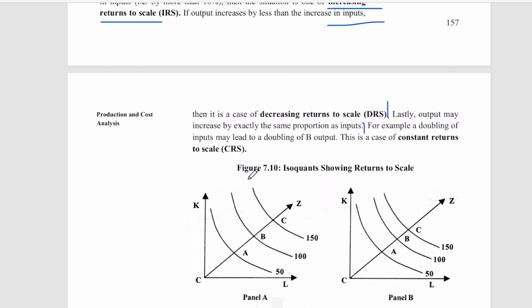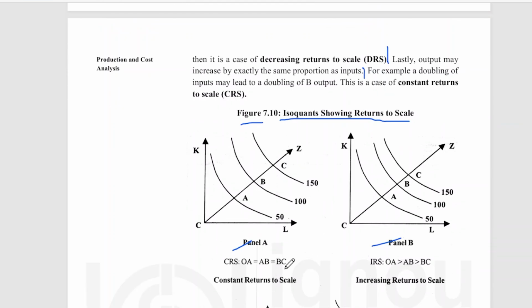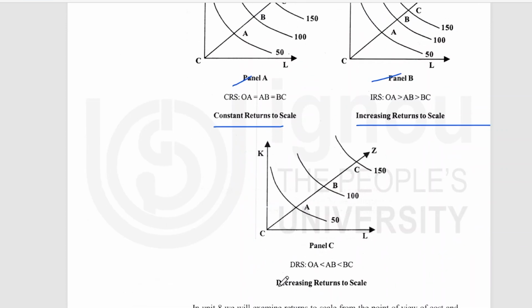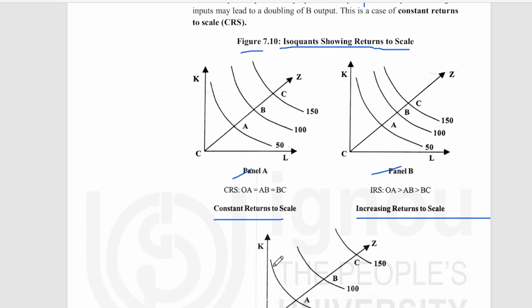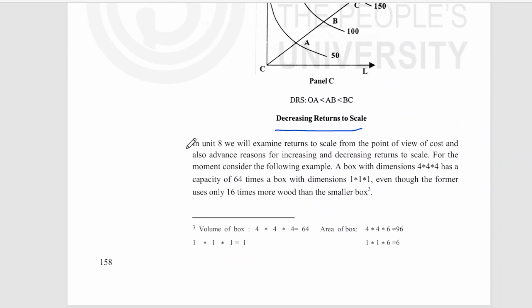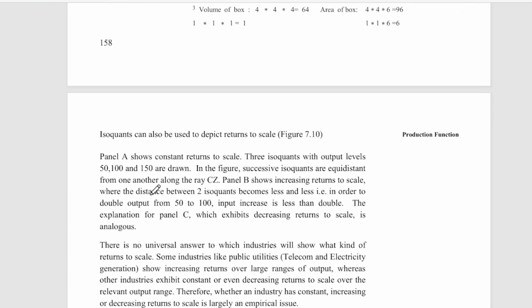So an example is here. Here is one figure of isoquants showing returns to scale. Okay, panel A, panel B, this is constant returns to scale, this is increasing returns to scale, and this is decreasing returns to scale. So please try to understand the differences. And in unit 8, we will examine returns to scale from the point of view of cost and also the reasons for increasing and decreasing returns to scale. For the moment, consider the following example here, and it will help you for your understanding. Refer to your IGNOU study material.